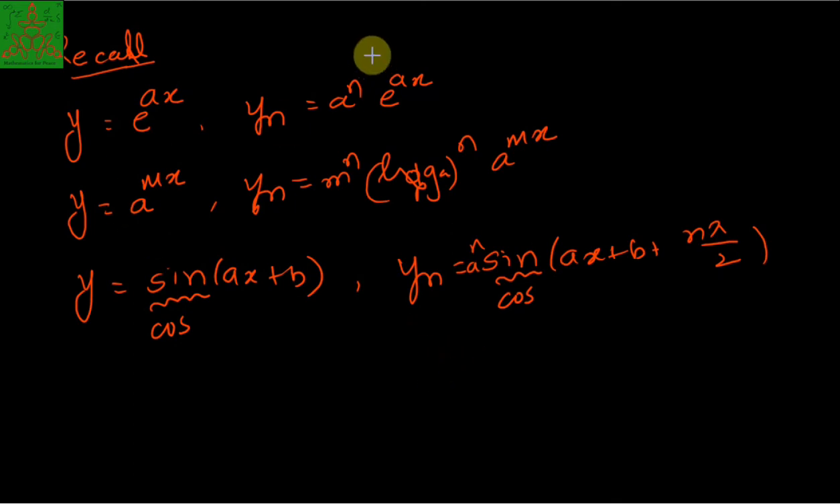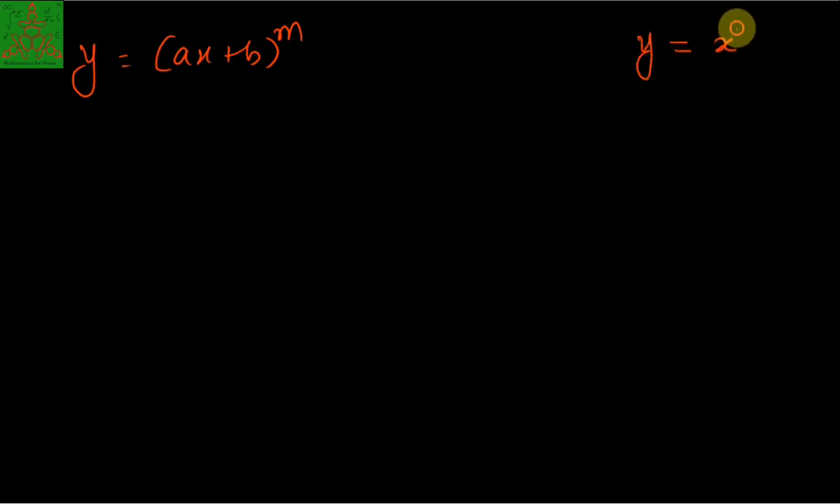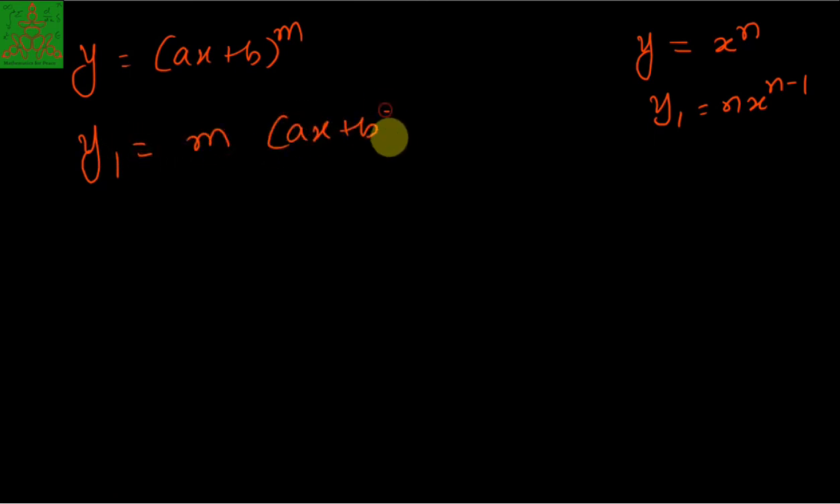Now in this lecture, we'll discuss the nth derivative of a function y equal to ax plus b power m, that is a polynomial function. As we know, the first derivative of x raised to n is n x power n minus 1. So here the first derivative is m into ax plus b power m minus 1, and then by chain rule the derivative of ax plus b is a.